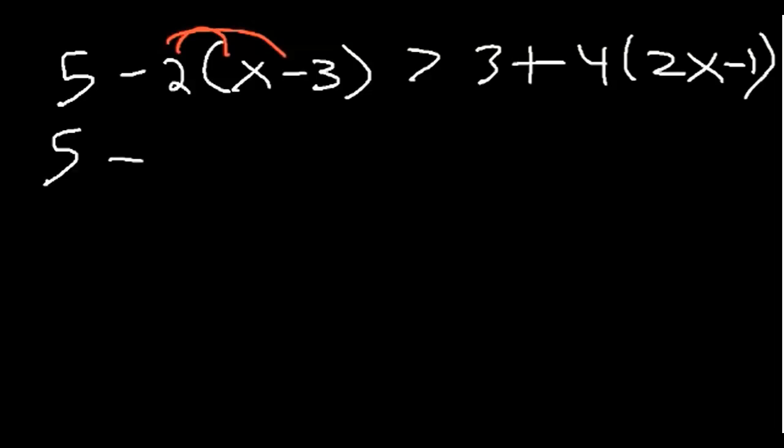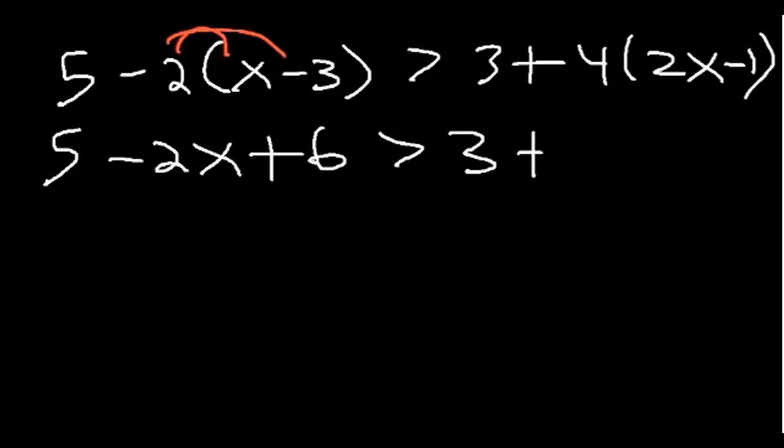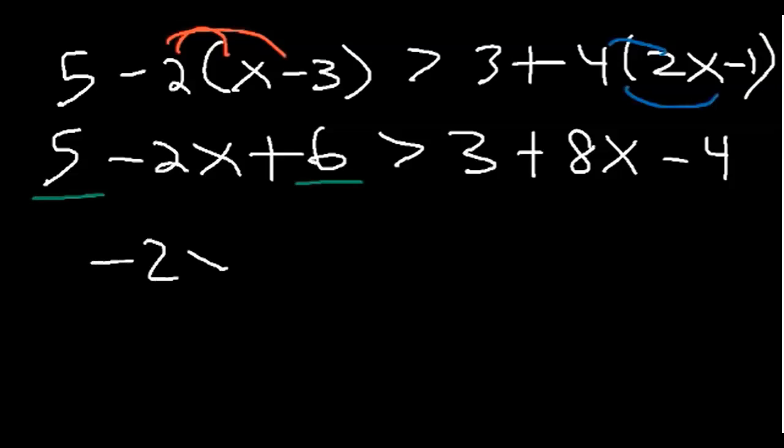Negative 2 times x is negative 2x. Negative 2 times negative 3, that's positive 6. And if we distribute the 4, 4 times 2x is 8x. And 4 times negative 1 is negative 4. And then let's add like terms. 5 plus 6 is 11. And 3 minus 4 is negative 1.